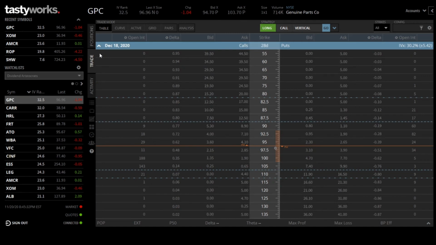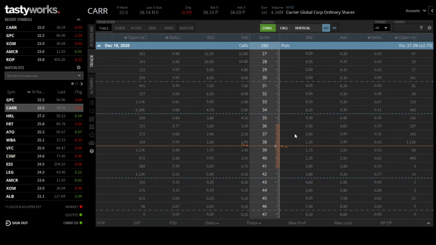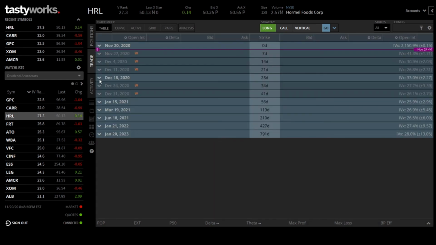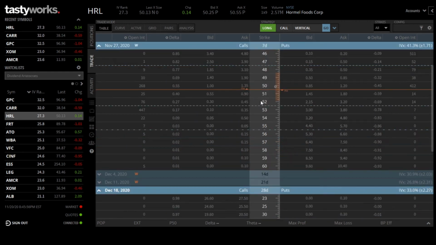I think I've mentioned this also in the previous video. The bid ask spread is so wide. I don't like that. I mean, 35 cents at the 35 strike. Eh. And then Hormel. This could be something. They have earnings too, so let's just see what they have.